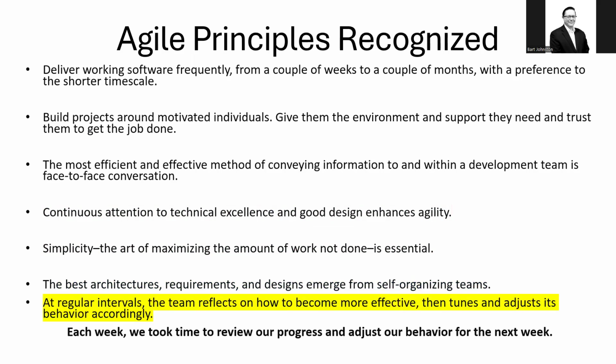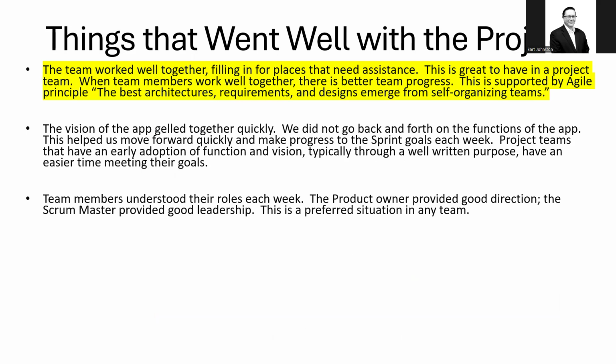At regular intervals, the team reflects on how to become more effective, then tunes and adjusts its behavior accordingly. Each week, we took time to review our progress and adjust our behavior for the next week. One of the things that went well is the team worked well together, filling in for places that needed assistance. This is great to have in a project team, no matter what you're doing. When team members work well together, there is better team progress. This is supported by the Agile principle. The best architectures, requirements, and designs emerge from self-organizing teams.